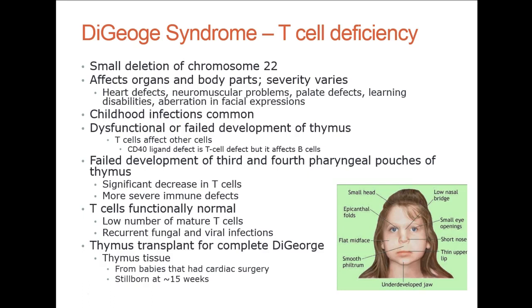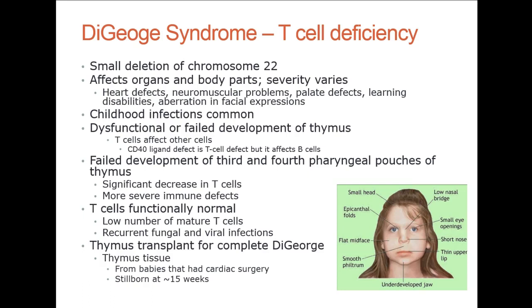Now, some of the other symptoms, we didn't actually see any physical deformities or mental impairments, but with this one we do. We see a lot of childhood infections and a very dysfunctional thymus. Thymus doesn't develop normally. And we know that T cells affect other cells. Okay, they're kind of like controlling the other cells. There's a CD40 ligand defect that is a T cell defect, which of course affects the B cells because you need the T cells to tell the B cells what to do.